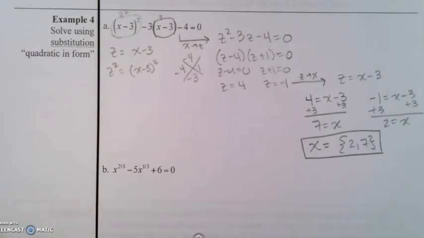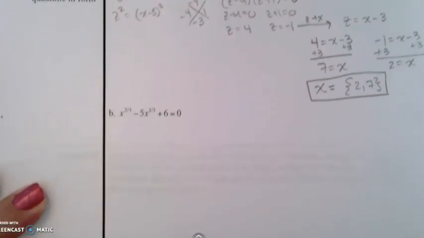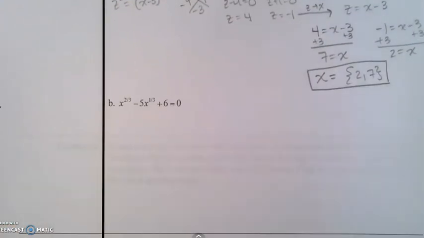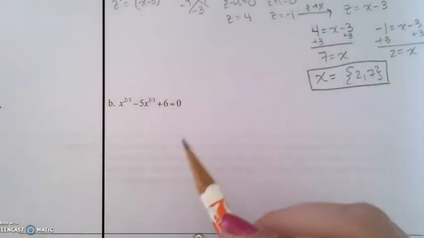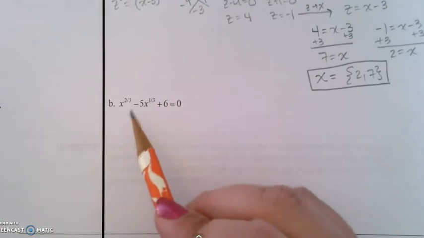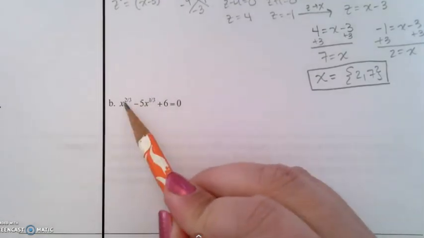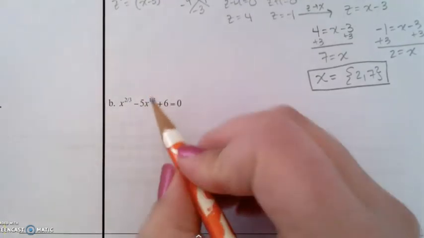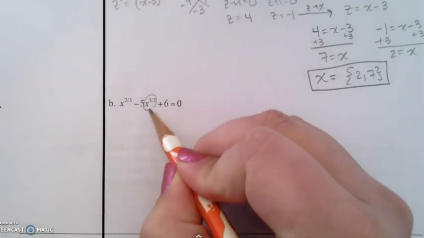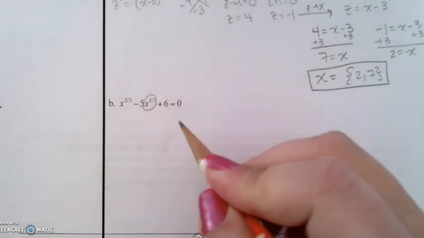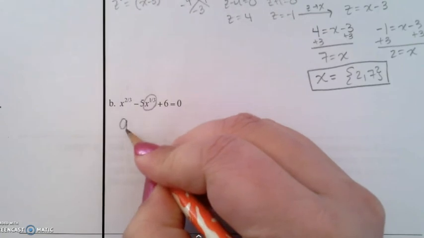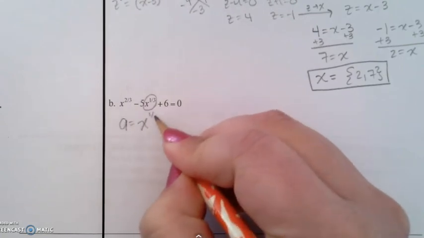Let's look at part B as well, and then you'll have a chance to try one of these on your own. So again, it looks kind of like a quadratic equation. However, my exponents are not quadratic. So I'm going to take my middle variable, and we're going to call it something else. We're substituting. So maybe we say that a is x to the 1/3.